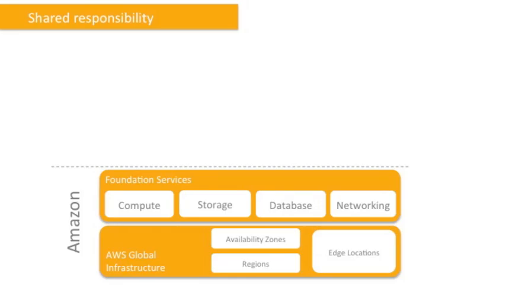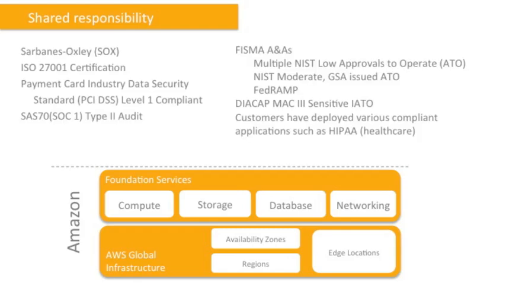Amazon operate a shared responsibility model. That is, the foundation services of compute, storage, database, networking, the regions that we operate our facilities within, and the edge locations where we serve our content from, are covered by Amazon's responsibility. And our responsibilities are to certify those areas of the technical platform to various levels.